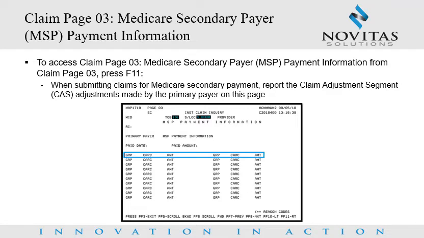Claim page 03 extended once is where you would enter any applicable MSP information. When submitting a claim for Medicare secondary payment, you would list the information provided to you by the primary insurer, including the group codes, claim adjustment reason codes, CARCs, and related amounts. To access the second subscreen, press F11 to move to the right.